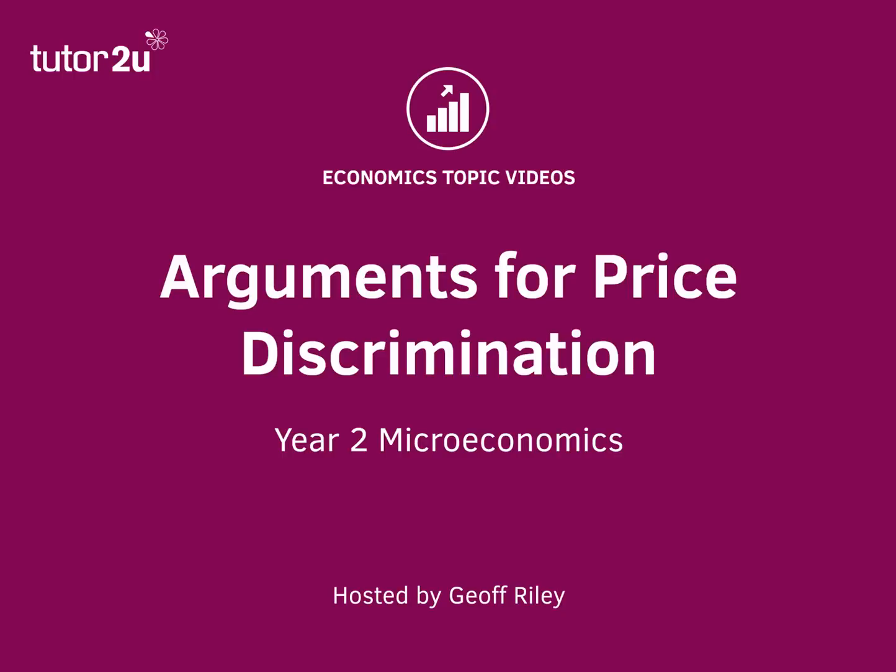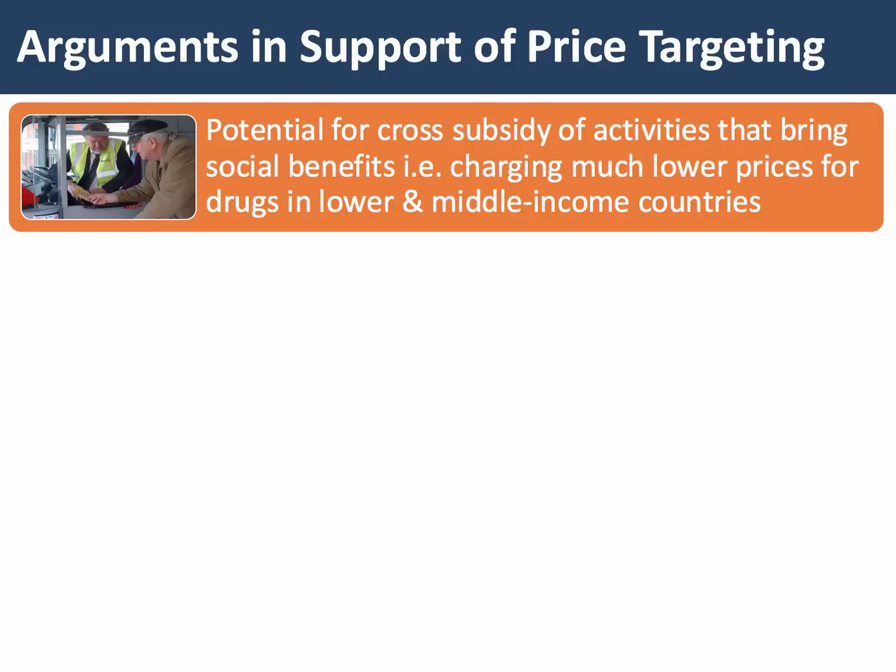Hi there, this is a Year 2 Microeconomics topic video focusing on price discrimination by businesses. In this short video, we're just going to look at some of the arguments which justify the use of price discrimination. In other words, some of the economic and potentially some of the social benefits. So what are some of the arguments in favour of price discrimination? Another phrase for it, by the way, is price targeting.